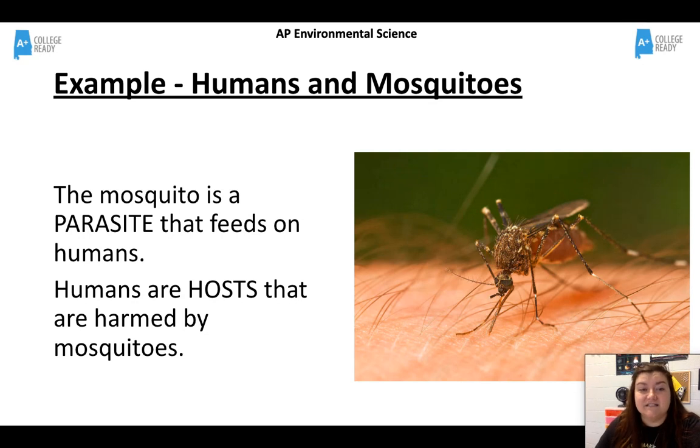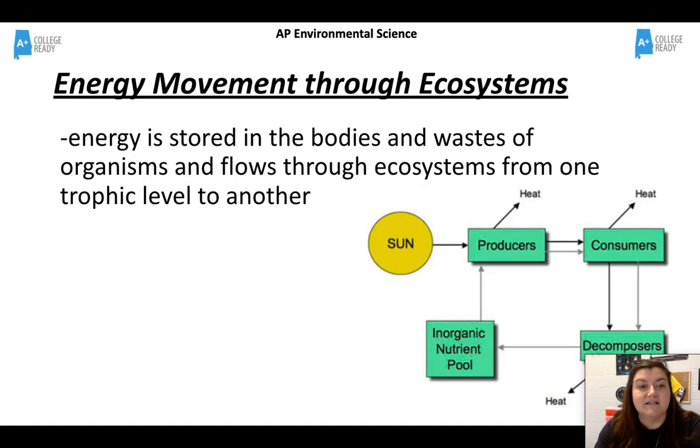Example, humans and mosquitoes. Mosquitoes are parasites. They are awful. I say that I love every single creature on God's green earth. I don't like mosquitoes. They're my exception. They do feed on humans, but they also feed on all kinds of other animals. So we're the hosts, and we're being harmed by the mosquito because they are stealing our blood. Not nice. Not nice at all.